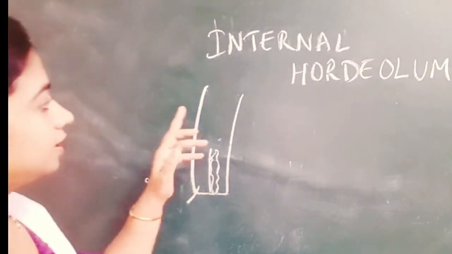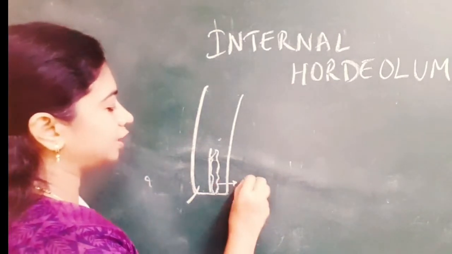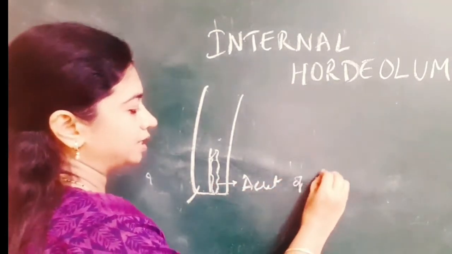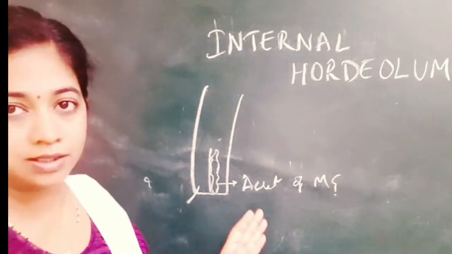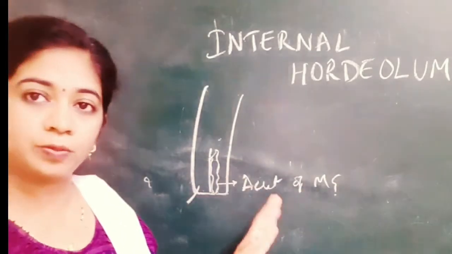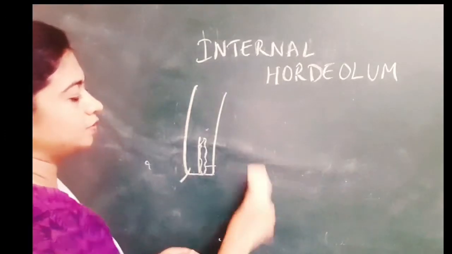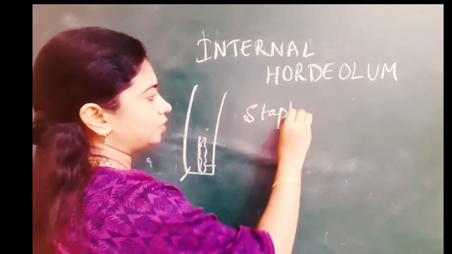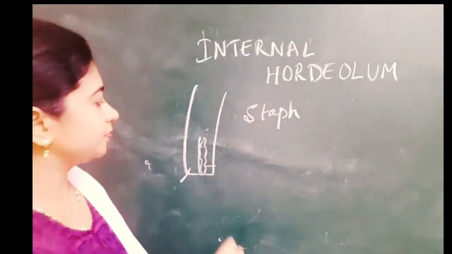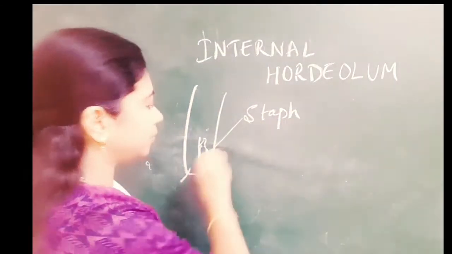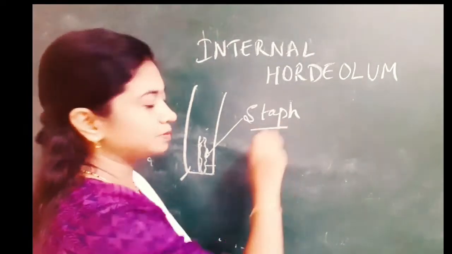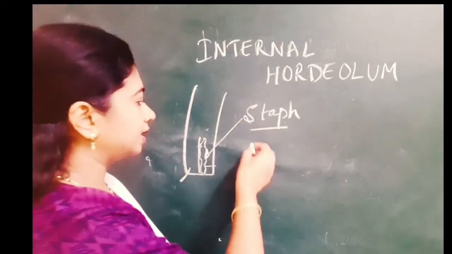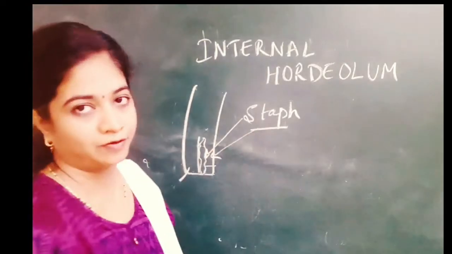Okay, so the internal hordeolum is nothing but the acute infection of the meibomian glands. Okay, so the definition goes like this, that is acute infection of the meibomian glands. Okay, the causative organism is nothing but Staphylococcus aureus. So it can directly infect the meibomian gland, that is called as primary infection by Staphylococcus, or if there is already a chalazion which is formed there, it can get secondarily infected by Staphylococcus.